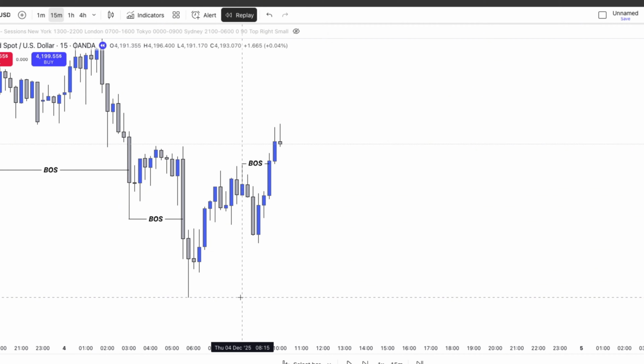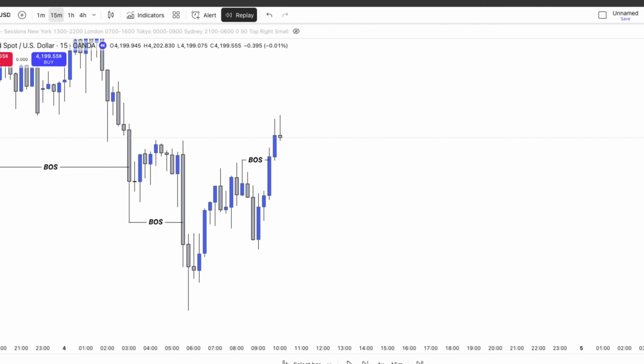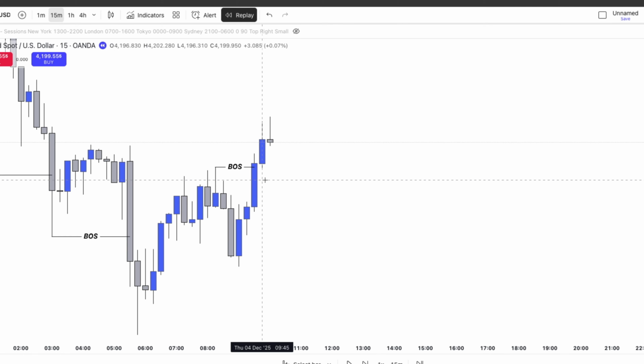Now, what is going to happen if the market doesn't break the lower low? Of course, you have to wait and see if the market breaks the recent high. And this is what happened. The market broke this recent high, exactly like I've been talking about. What else do we look at? The first thing that we look at is this imbalance. That's the first thing that we look at.